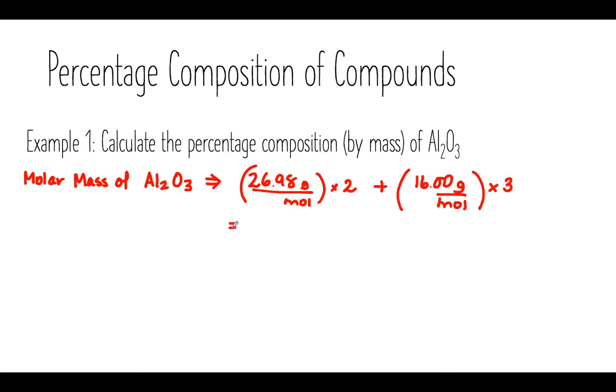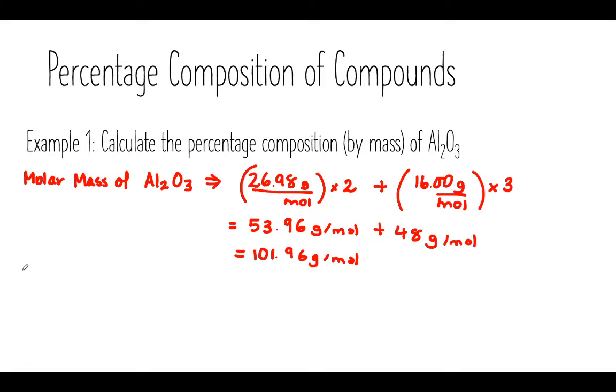Okay, so let's do this. 26.98 times 2 will give me 53.96 grams per mole, plus 16 times 3 will give me 48. And when I add these two numbers together, I will get 101.96 grams per mole. So this is the total mass of this compound.